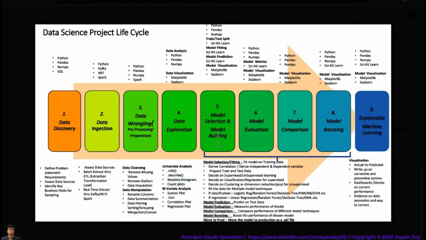And then we come to model building, model selection. This is the part where you try out different algorithms. You try building different models, all of what we have talked about, right? So prepare, train, test, decide on supervised, decide classification, regression. So build the model, predict, find out the performance, compare the performance of different models, right? Boost the performance of the chosen model. How do we do it? We do it by hyperparameter tuning.